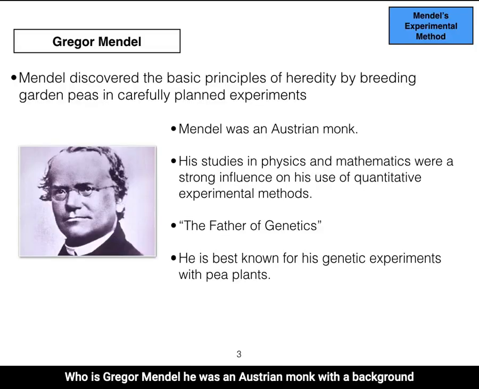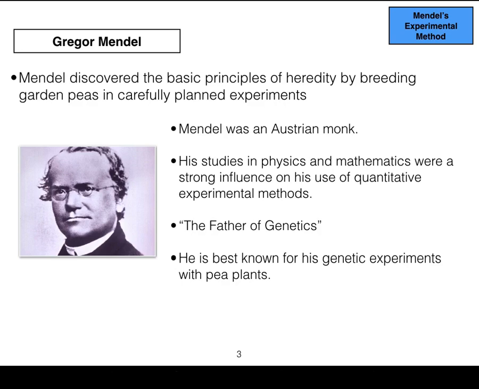Who is Gregor Mendel? He was an Austrian monk with a background in physics and mathematics. He is best known for his genetic experiments with pea plants. With these experiments, he discovered the basic principles of heredity, and his contributions have earned him the title of father of genetics.